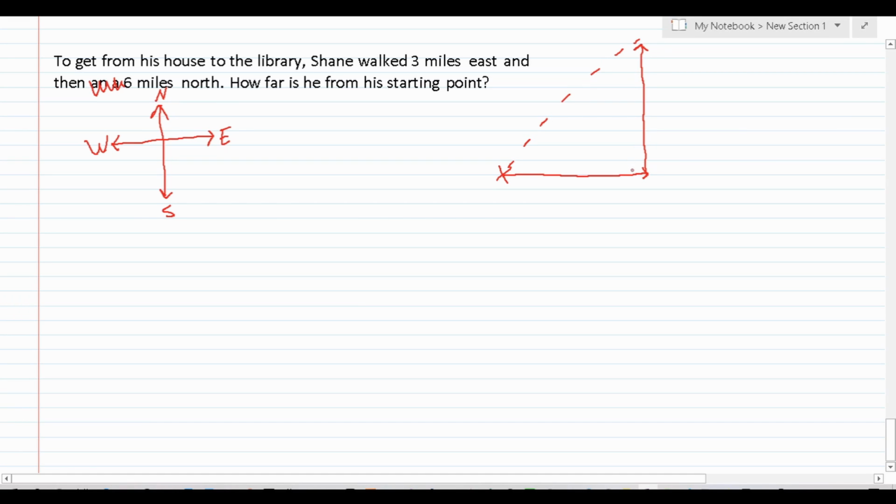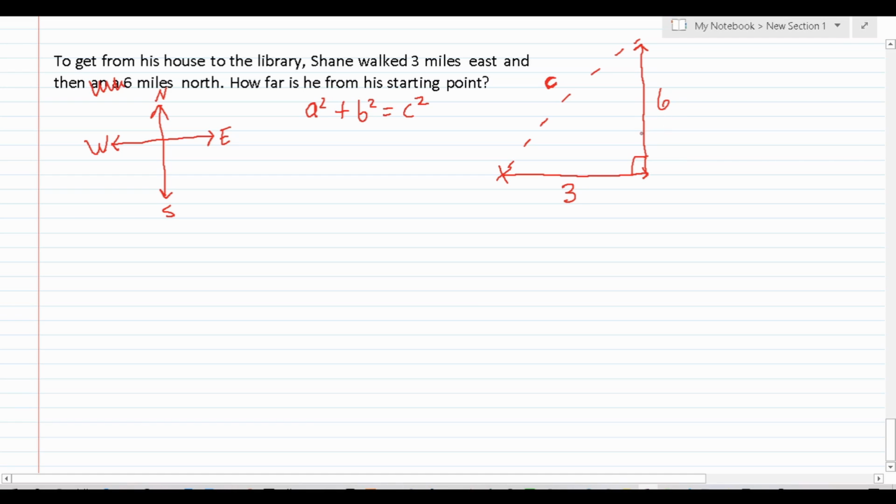And as we can see, this makes a nice right triangle where this is going to be our hypotenuse C, and these two values are going to be our legs. Again, he walked 3 miles east and 6 miles north. So in light of that, we have a right triangle, and we know we can use the Pythagorean Theorem to solve for the diagonal here, this length here, which is going to be a squared plus b squared equals c squared. Let's plug things in accordingly.